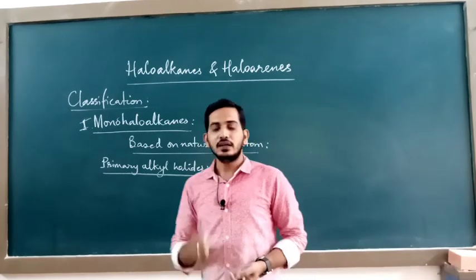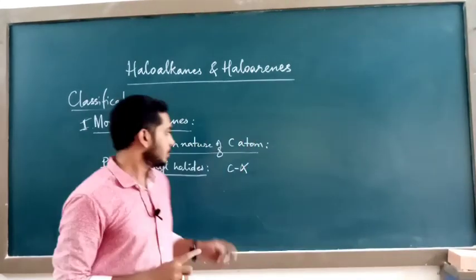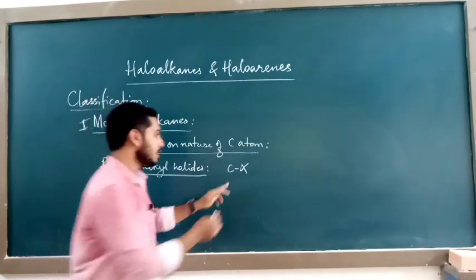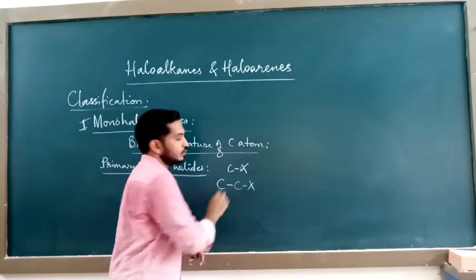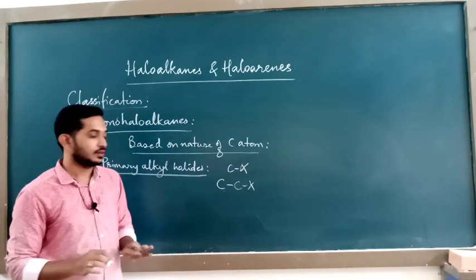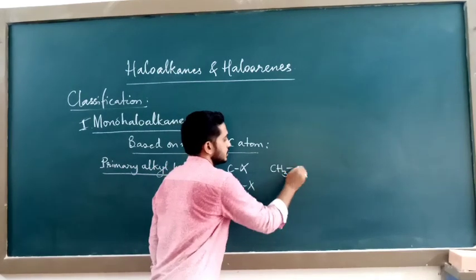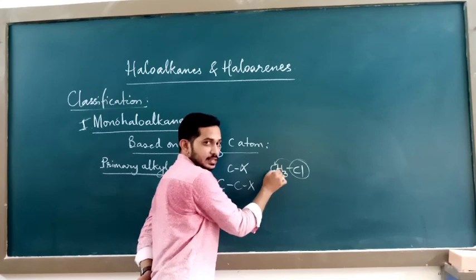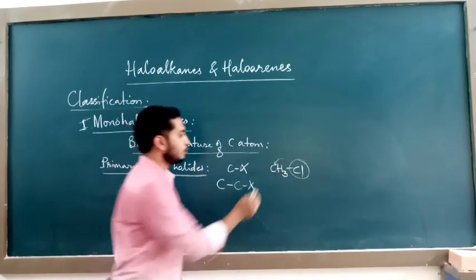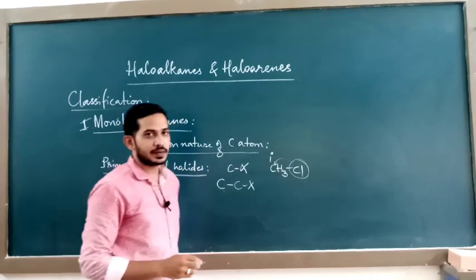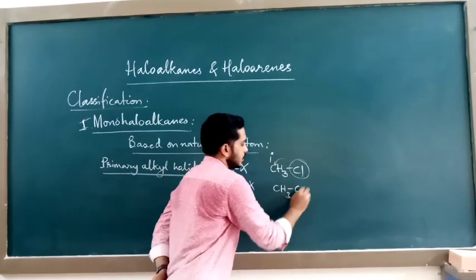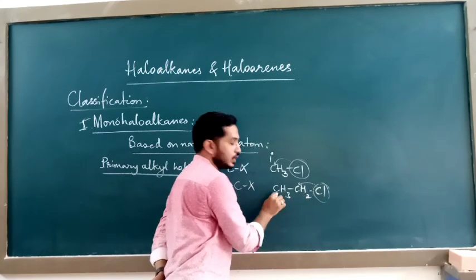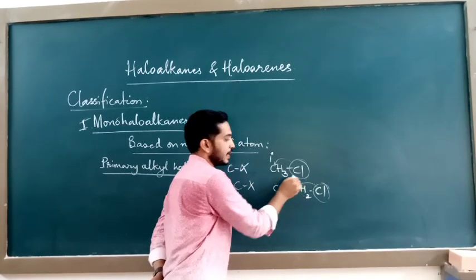What is a primary carbon? A primary carbon is the one which is not attached to any other carbon, or else a primary carbon is the one which can be attached to one more carbon. That's all. This means CH3Cl. In this example, Cl, the halogen, is attached to a carbon and this carbon is not attached to any other carbon. Therefore, this becomes a primary carbon. In the second case, CH3CH2Cl. Here, halogen is attached to a carbon which is attached to only one carbon. Therefore, this is also a primary carbon.